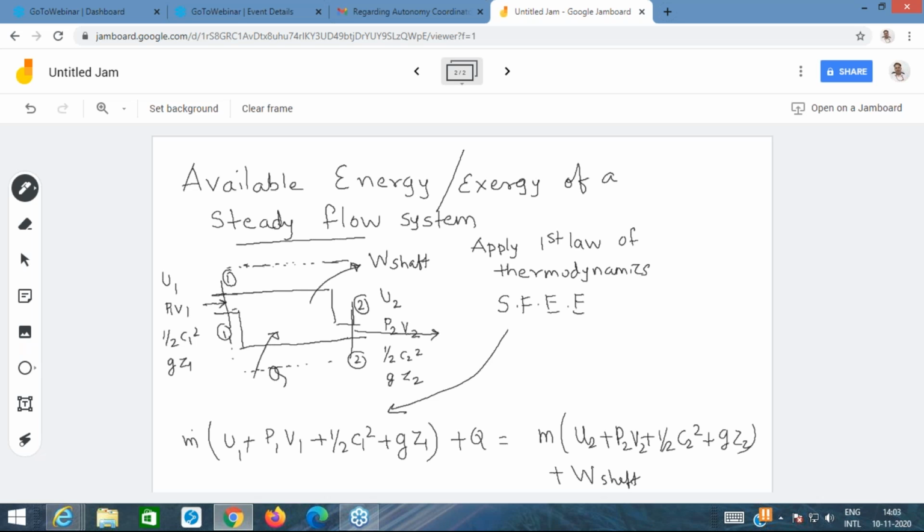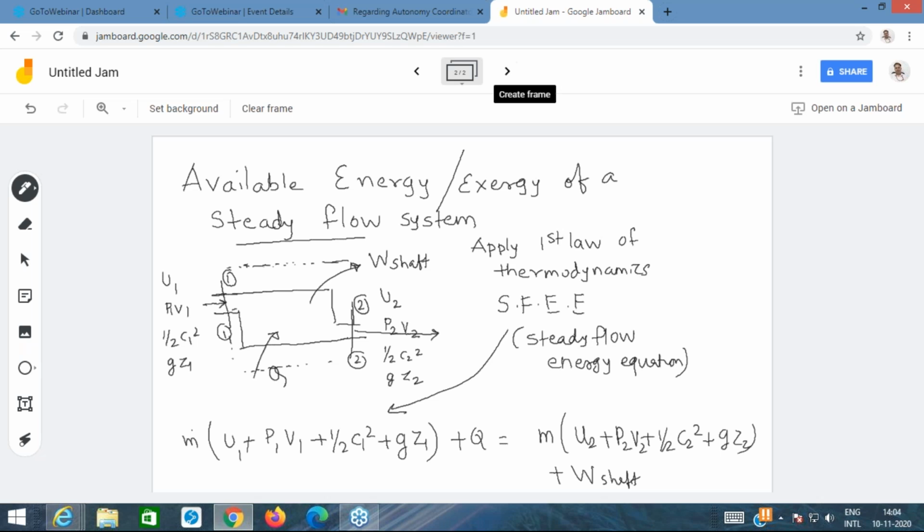Now this equation is called the steady flow energy equation. I am interested in finding the net energy output from any system using this; it is basically an energy balance equation. But I am not interested in energy, I am interested in available energy, or exergy.